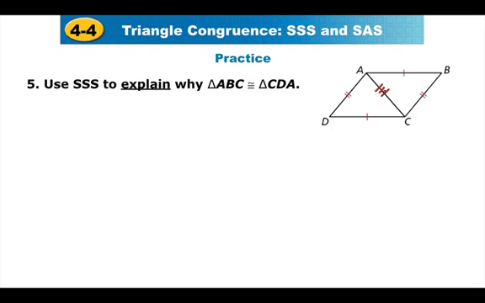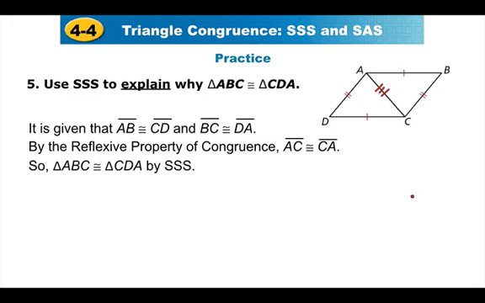In addition to that, since I'm using side, side, side, I know that this side, AC, is congruent to itself by the reflexive property. So if I was to write an explanation why these two triangles are congruent, this is what it should look like. You can pause to read this, but you should be able to follow. Let's move on to number 6.